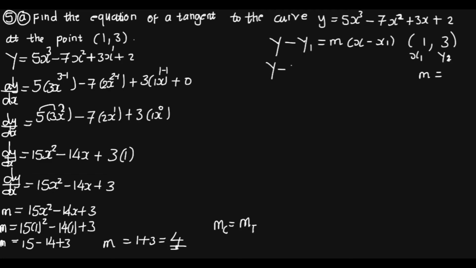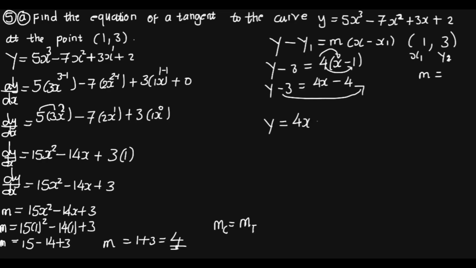So our y1 is 3. Our gradient is 4, x minus 1. Okay, so let's expand. We multiply. 4 times x is 4x. 4 times negative 1 is negative 4. So we need to shift this to the other side, giving us y is equal to 4x minus 4 plus 3. Our final answer is y equals 4x minus 1. So whenever you are given an equation for a curve and asked to find the gradient and the equation of the tangent, this is the way.